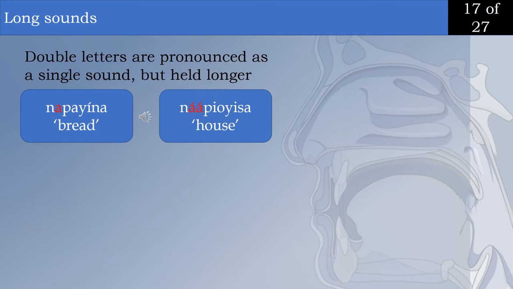Let's listen to those again. Infrequently, you can get three vowels put together in Blackfoot to give a super long sound, as in the word my grandparent. Let's listen to the three of them in sequence.